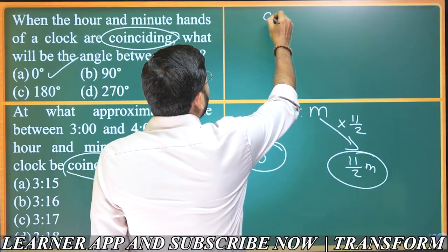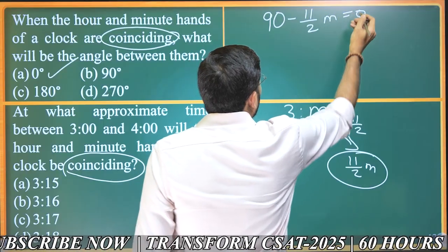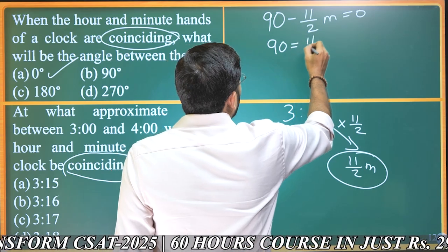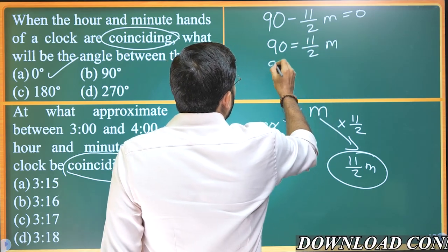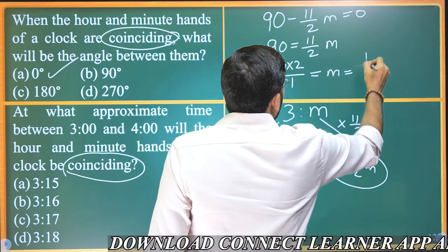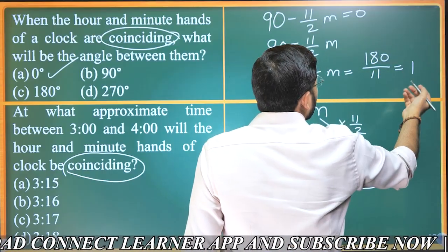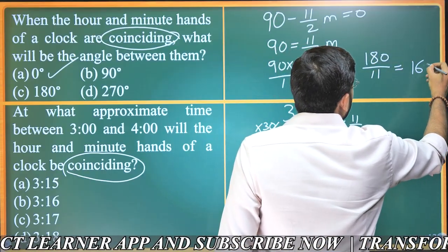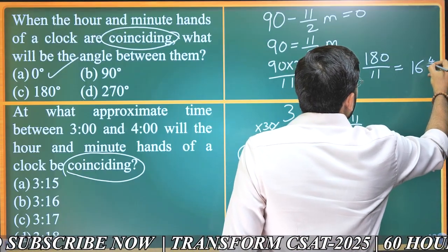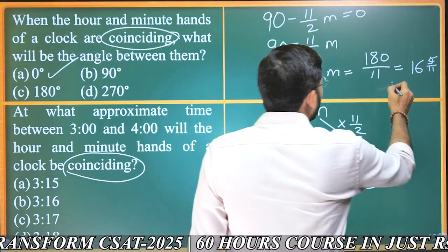We will do that. 90 minus 11/2 m, this would be 0. Just solve this equation for m and you will have the answer. 90 is equal to 11/2 m, and 90 into 2 divided by 11 is equal to m, which would be 180 divided by 11. 11 ones are 11 and you have 70. 11 6s are 66 and the remainder would be 4. So, you get 5. Okay, 16 5/11 minutes. So, 16 point something minutes.